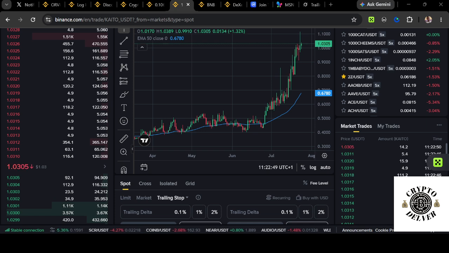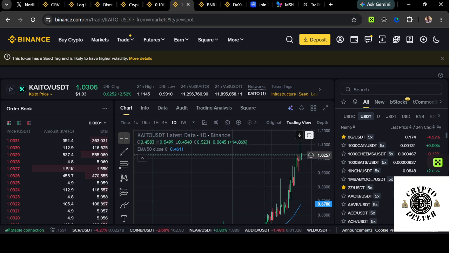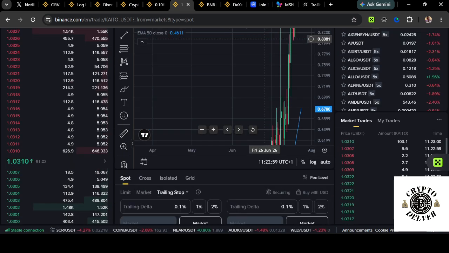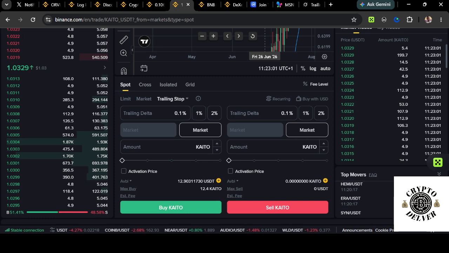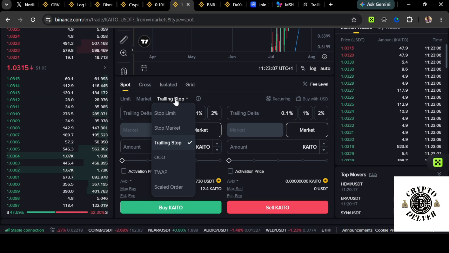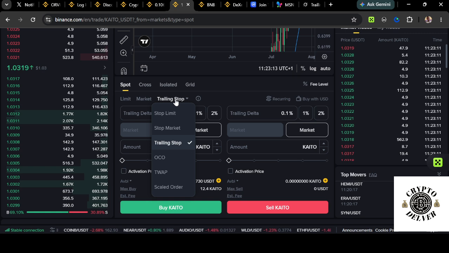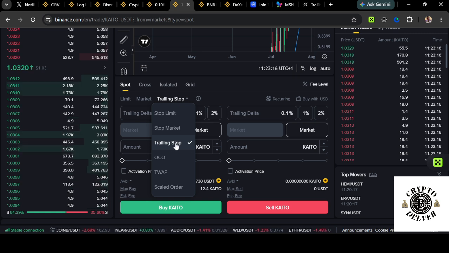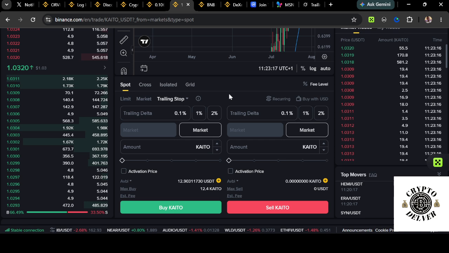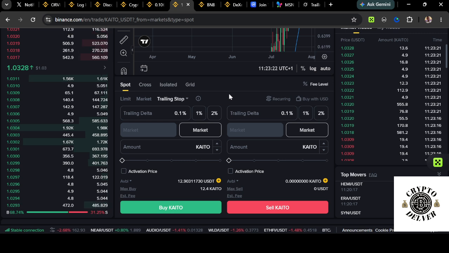Now when you look at the chart right here, this is a Kaito chart, and I'm making use of Binance. You can actually do this on any exchange. When you go to your buying section, you're going to see that we have quite a number of ways in which you can buy crypto. We have limit, market, stop limit, stop market, trailing stop, OCO, TWAP, and scale order. Today's video, which is about trailing stop, is a very important one because it makes your buying and selling more dynamic and more flexible.